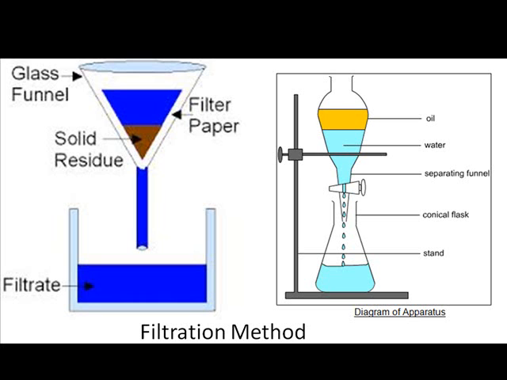Another way of doing this is to use a separatory funnel. In this case, you take two liquids that are mixed together, but which on their own separate. Oil separates from water. So you pour the mixture of the two liquids into a separatory funnel. You let the two liquids naturally separate, like oil and water will naturally do. Then you drain the water from the bottom, and that allows you to separate the two from each other.